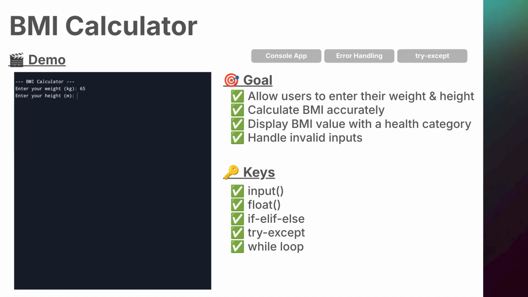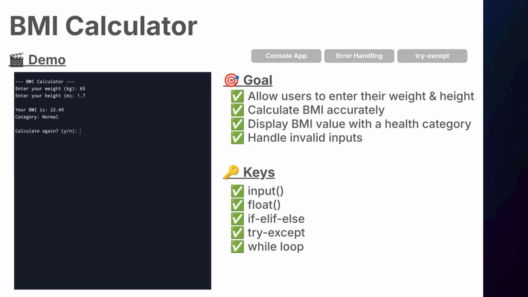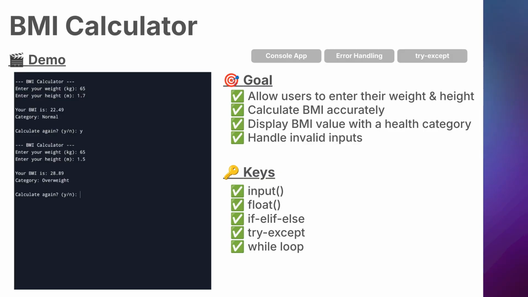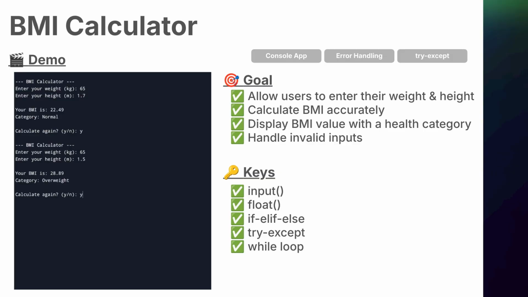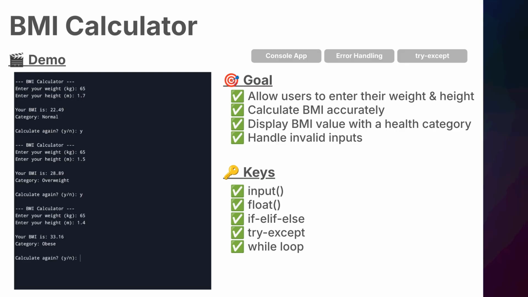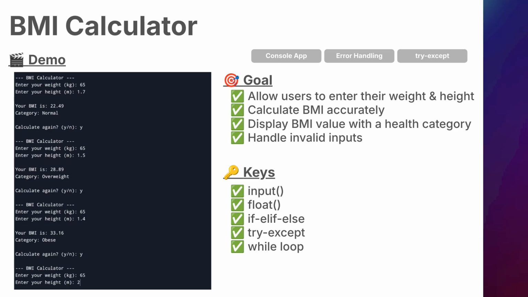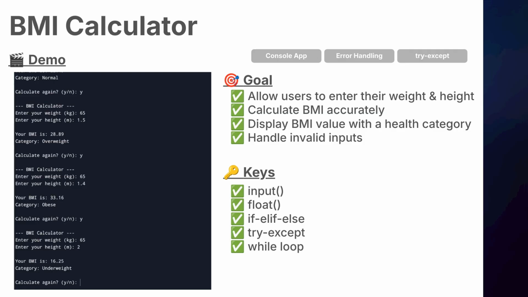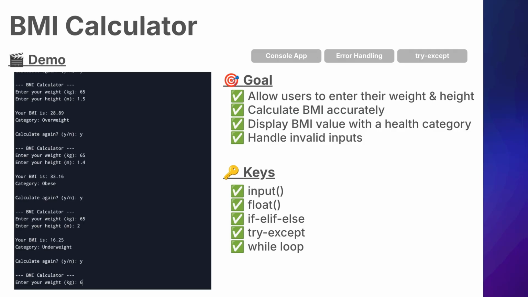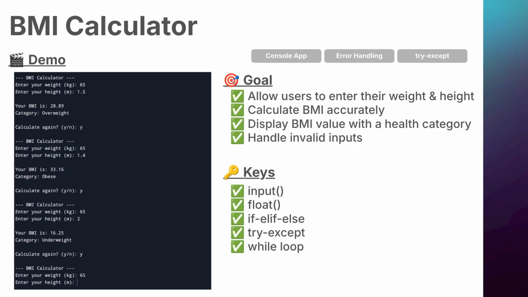While building this app, you'll practice several core Python concepts that every beginner needs. You'll use input to collect data from the user, variables to store values like weight and height, conditional statements to decide which BMI category to show, try and except to handle errors gracefully, and a loop to allow the user to calculate again without restarting the program. This project is a great example of how small programs can still feel polished and useful. You're not just writing code that works, you're writing code that thinks about the user experience.